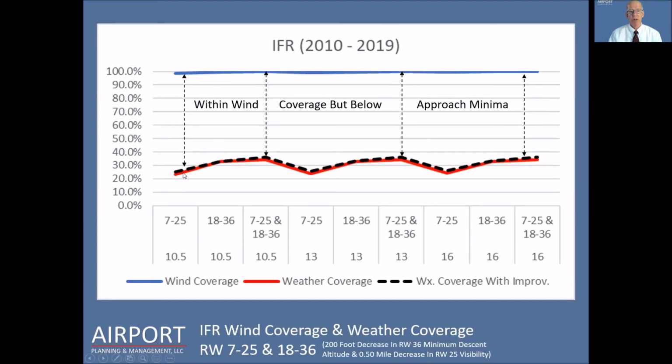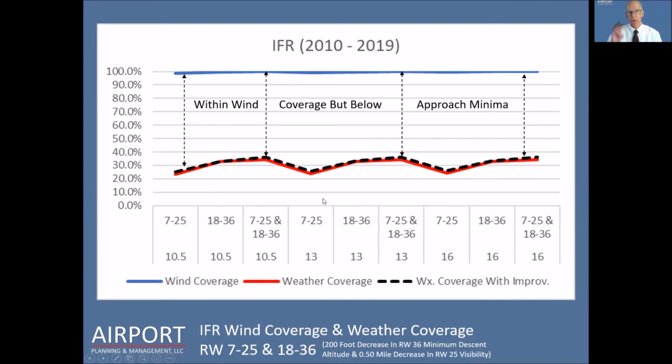With my system, it's very easy to do what ifs, to just replace the figures for the approach minima. Here, a 200-foot decrease in runway 36 minimum descent altitude, as well as a half-a-mile decrease in runway 25 visibility. Not much difference in 18-36, but you can see a very slight increase in runway 7-25 weather coverage.